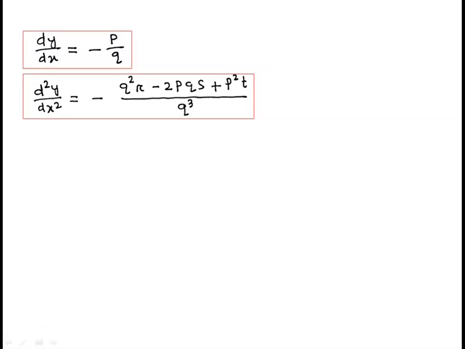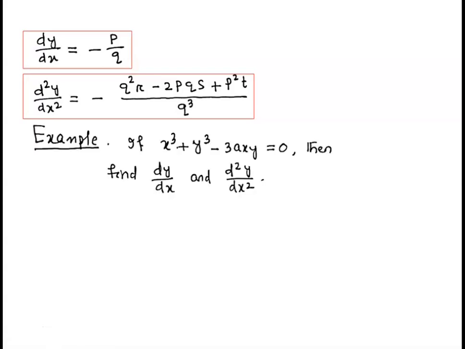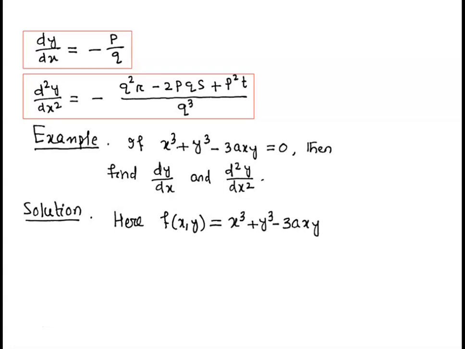Let us take an example to find dy by dx and d square y by dx square. Here we have an example. If x cube plus y cube minus 3axy is equal to 0, then find dy by dx and d square y divided by dx square. Here we have the function f of xy is x cube plus y cube minus 3axy. Since this f of xy is equal to 0, we can use these two formulas for dy by dx and d square y by dx square.